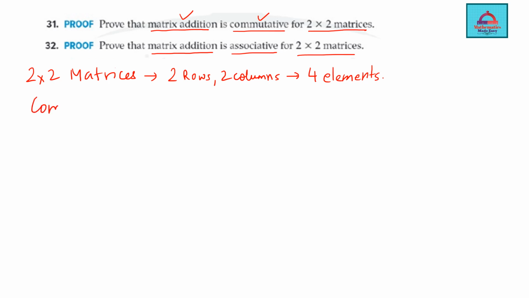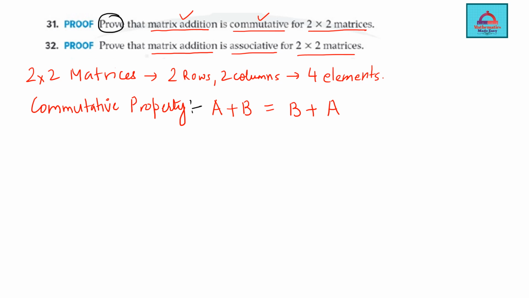So what is the commutative property? Let's recall. Because we are looking at 2 cross 2 matrices, we are going to do it for 2 matrices. Matrix addition means A plus B is equal to B plus A. So if you change the order, the result is still the same when it comes to matrix addition. That is the commutative property. This property we need to prove, we need to check it for 2 cross 2 matrices. This is the first property.